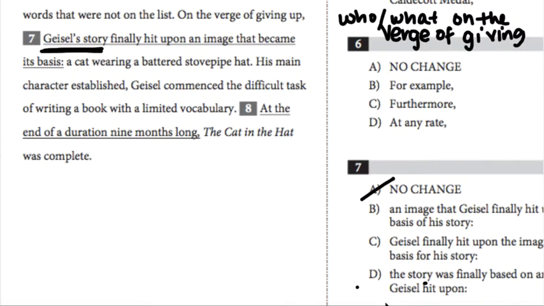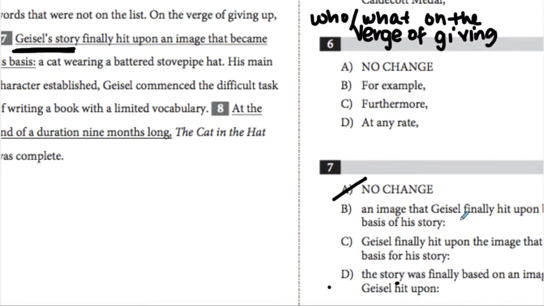Then I looked at number 2, and it says an image that Geisel finally hit upon. So I still don't know who's on the verge of giving up. It's leaving it dangling. We call that a dangling modifier. If I don't have the subject of what's on the verge of giving up, then I've got to be really careful or I've created a dangling modifier. So in C, it says Geisel finally hit upon the image. So Geisel is the person who's on the verge of giving up. So I'm going to keep that.